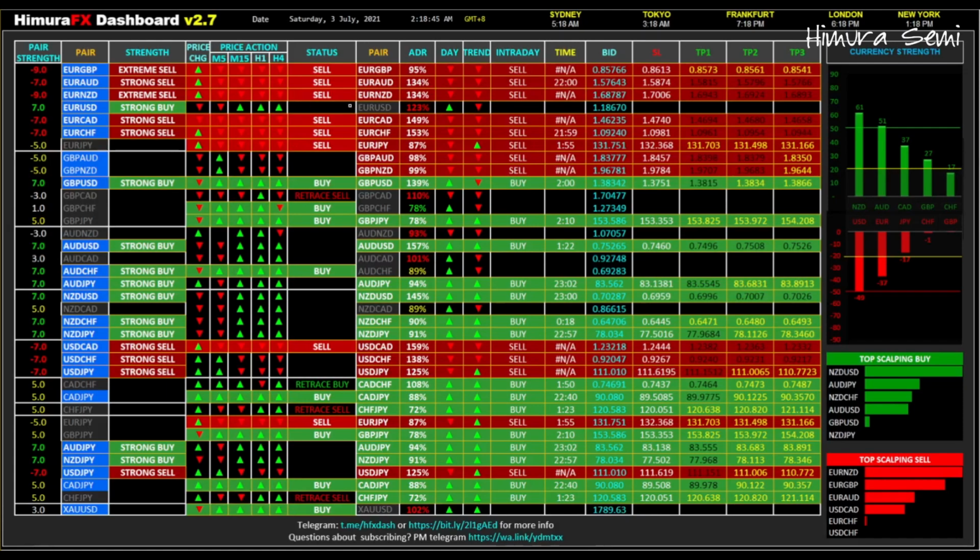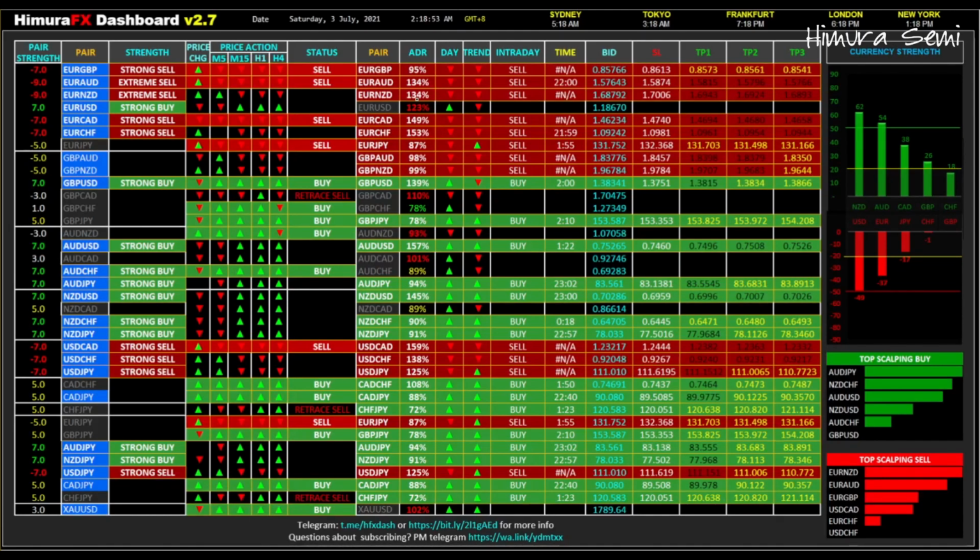Now, let's take a look at the status column. Nice, it's sell. Unfortunately, when we look at the ADR, the value is also beyond 100%, which is 34% extra. We don't want to take a pair whose ADR value is beyond 100%. It can be a risky trade, right? Never mind, let's check the intraday. Does it follow its trend?